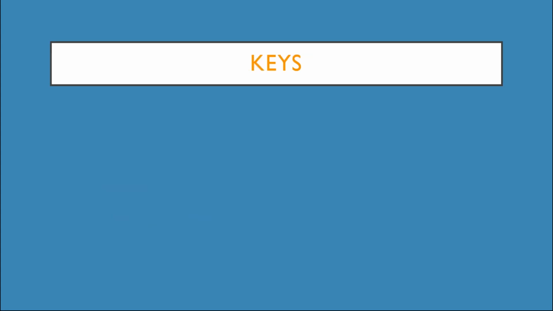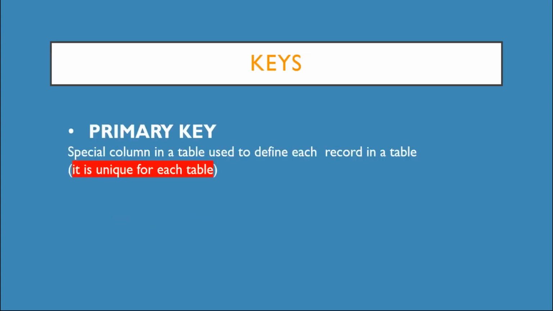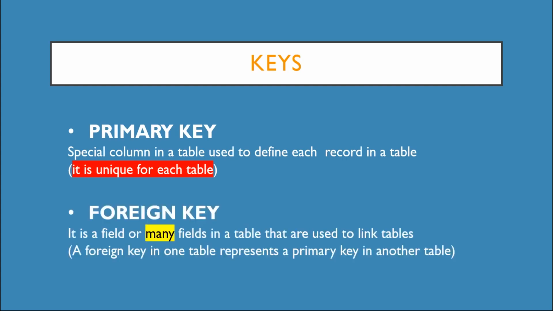We have two types of keys. We have the primary key, which is a special column in a table used to define each record in a table. It is unique for each table, so each table will have only one primary key. And we have the foreign key. It is a field or many fields, so a table can have one foreign key or many foreign keys, that are used to link tables. So a foreign key in one table represents a primary key in another table.